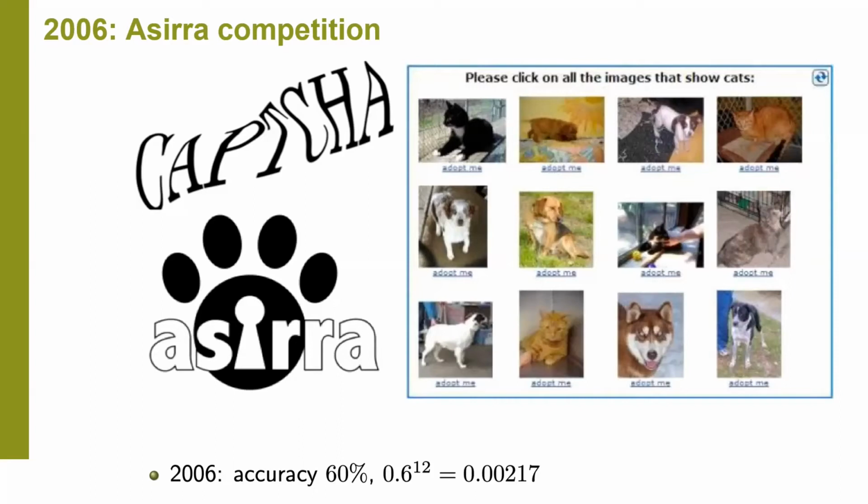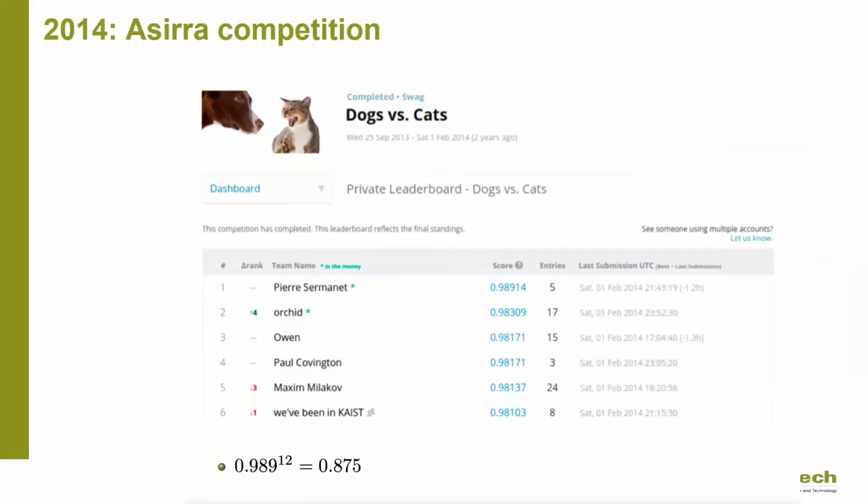And so if we would like to classify cat or dog on 12 images, because the accuracy for one image is only 0.6, the overall accuracy of classifying 12 images is almost zero. But nowadays, using deep neural networks, we can classify whether it is a cat or a dog in an image with accuracy almost 1. And so for 12 images, the accuracy is still high.